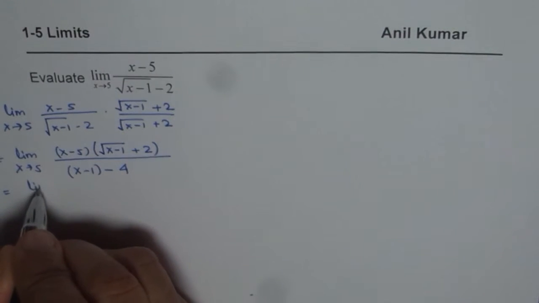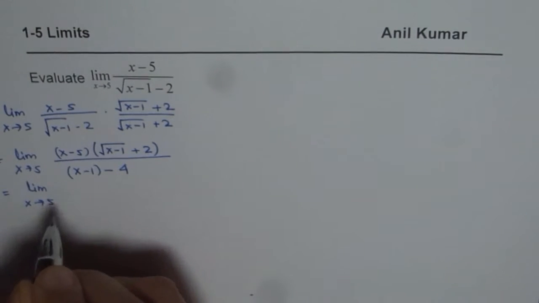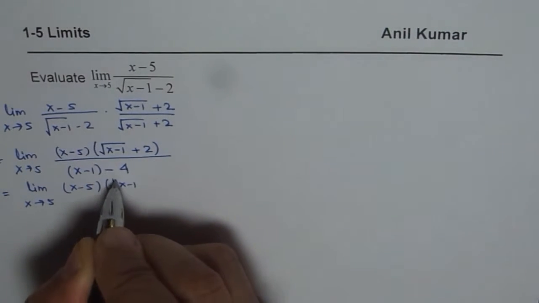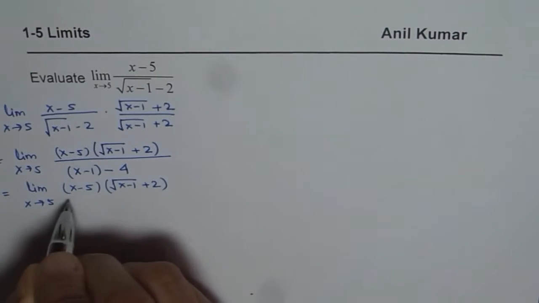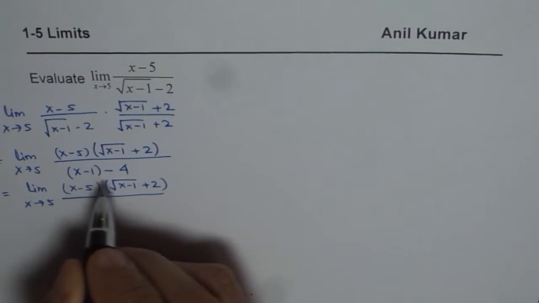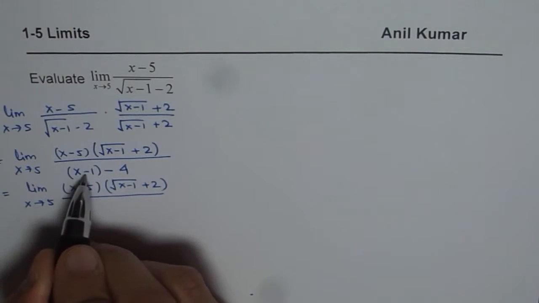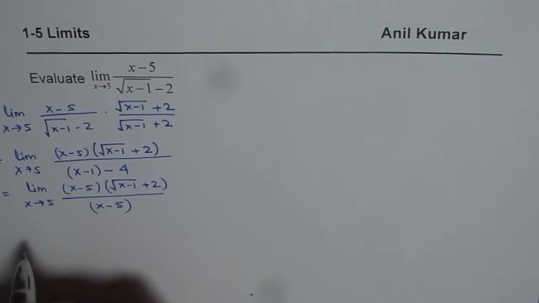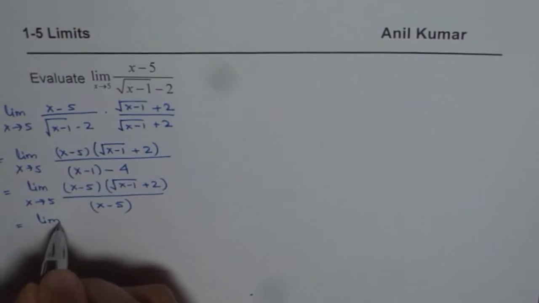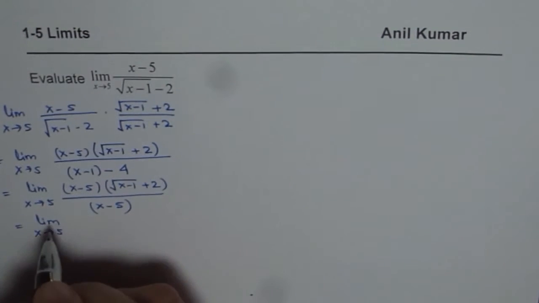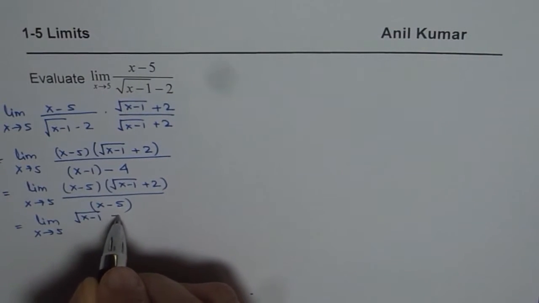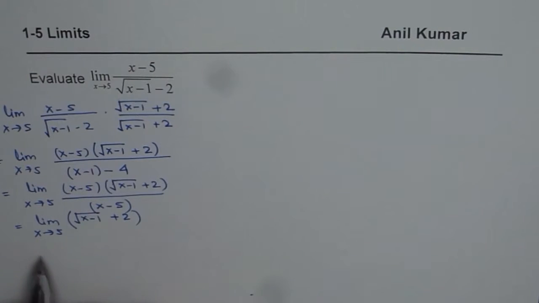And this could be written as limit x approaches 5. We have x minus 5 times square root of x minus 1 plus 2, and in the denominator, we have x minus 1 minus 4, which is x minus 5, correct? So x minus 5 cancels out. So we are left with limit x approaches 5 of square root of x minus 1 plus 2. Now we can substitute 5 and get our answer.